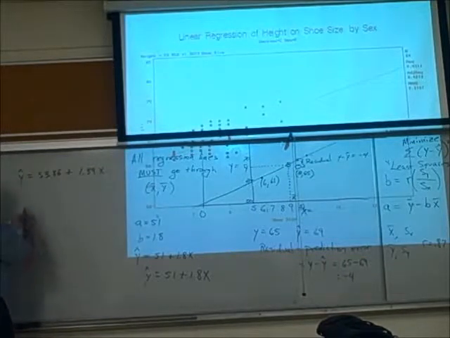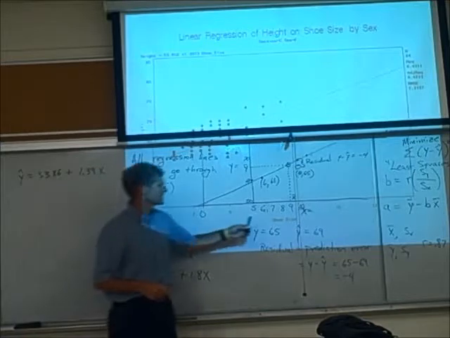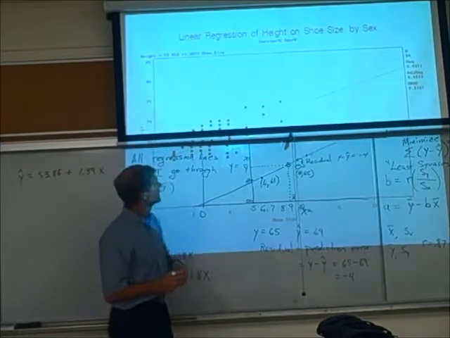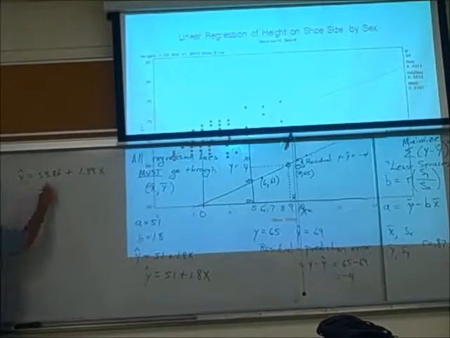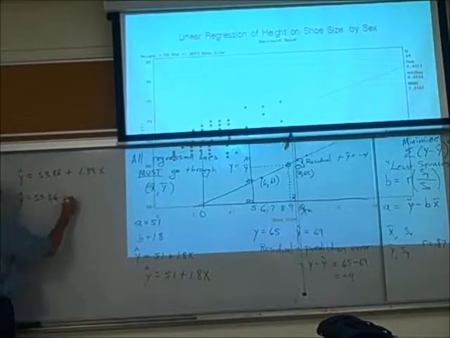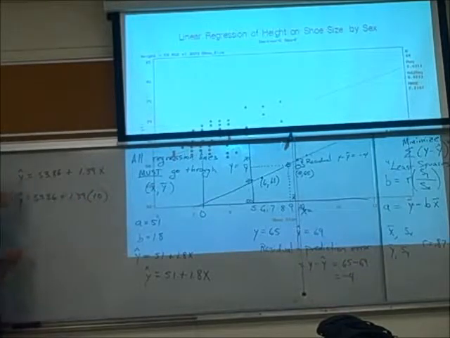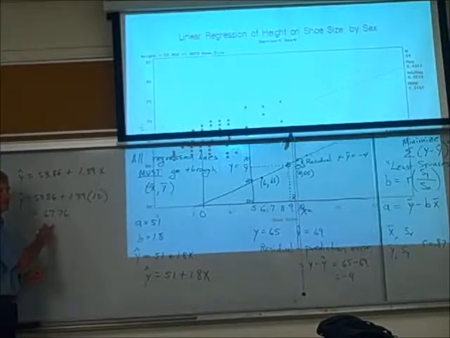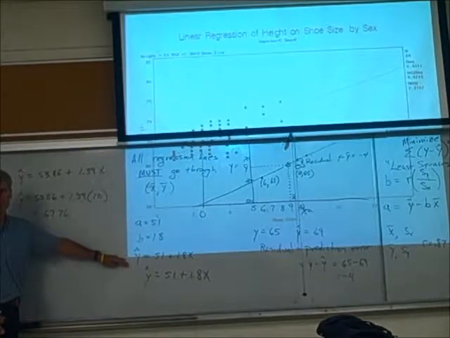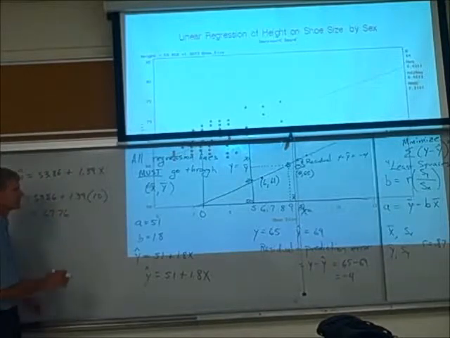Now, what does that do to our predicted value for our girl that had size 10 shoe and a height of 65? Size 10 shoe, I have y hat equal what? 53.86 plus 1.39 times 10. That's how you get a predicted value at a given x. You just plug that value of x into your regression equation. How much is it? 67.76. So it's a little bit closer than what my made-up line had, right? Then we have 69. Oh yeah, it's still over there.